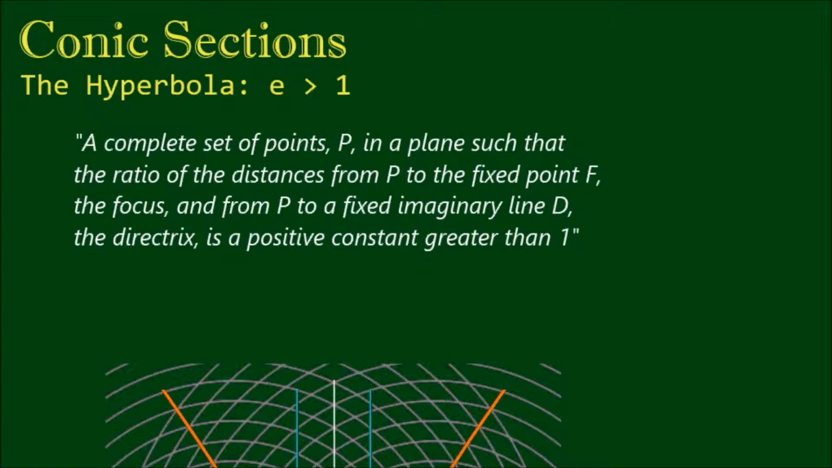Okay, so continuing our videos on the topic of conic sections, let's have a look at the hyperbola. And in this video we're going to formulate the standard equation for the hyperbola. Now the hyperbola is defined as a complete set of points P in a plane such that the ratio of the distances from P to the fixed point F, called the focus, and from the point P to a fixed imaginary line, called the directrix, is a positive constant greater than 1.